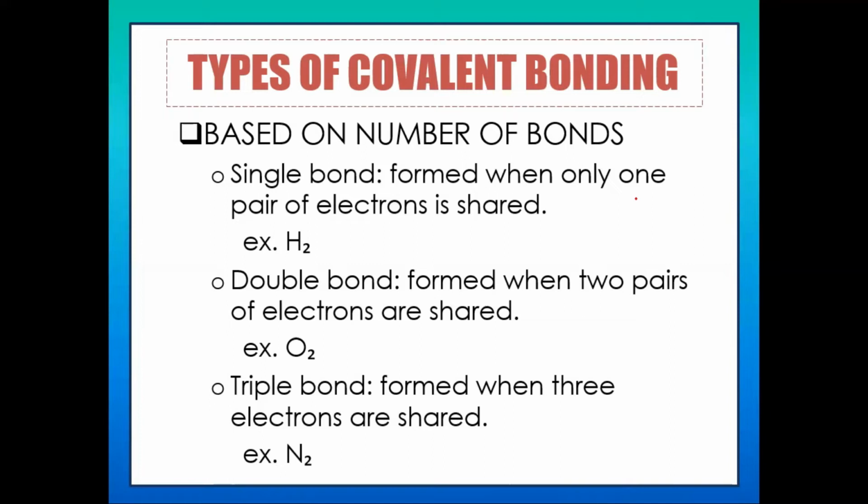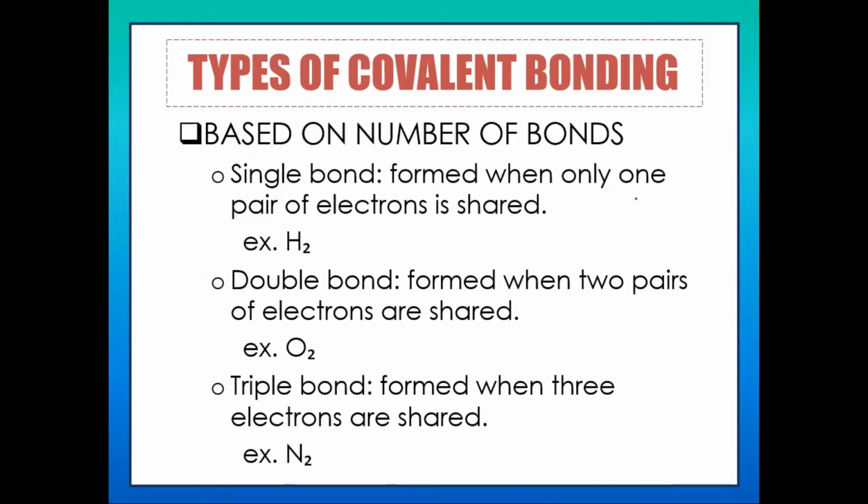Okay, example is H sub 2 or the hydrogen gas. Now for the double bond, formed when two pairs of electrons are shared. So example is O sub 2 or the oxygen gas. And we have the last one, which is triple bond, formed when three pairs of electrons are shared among the elements involved in the compound. So example is N sub 2 or your nitrogen gas.